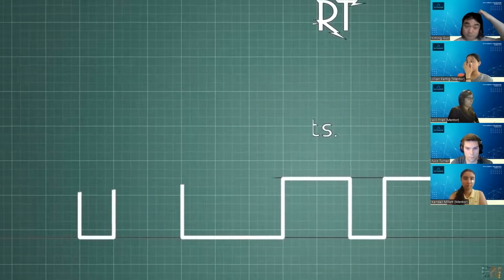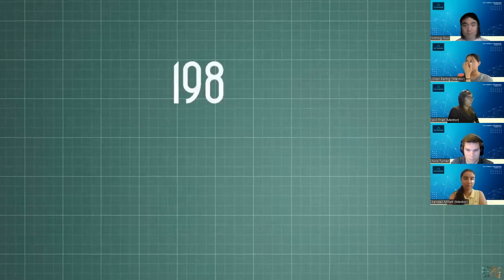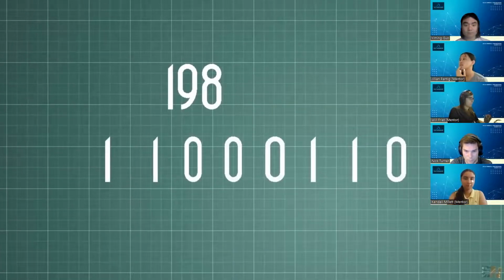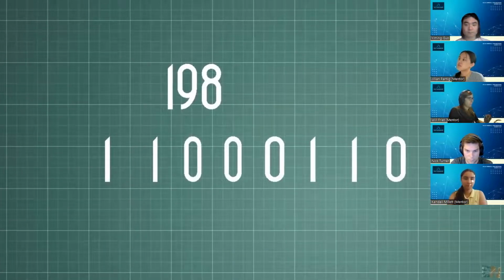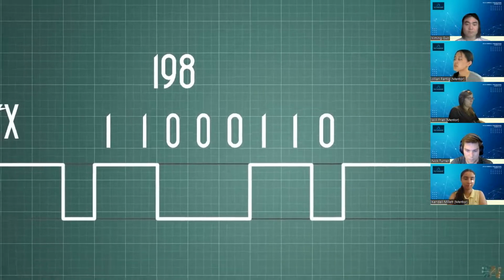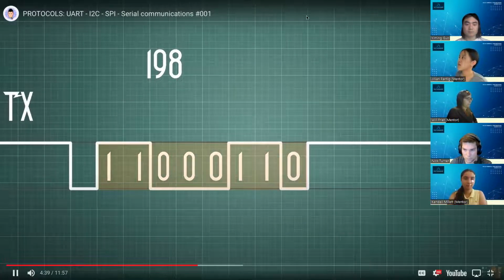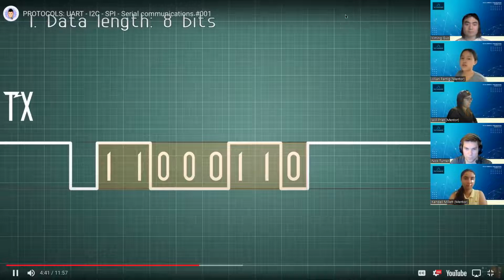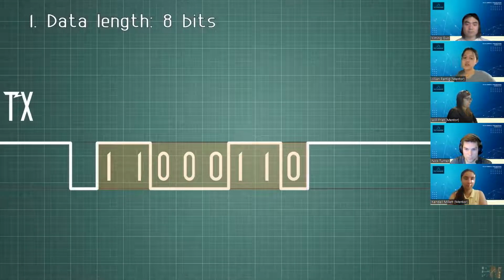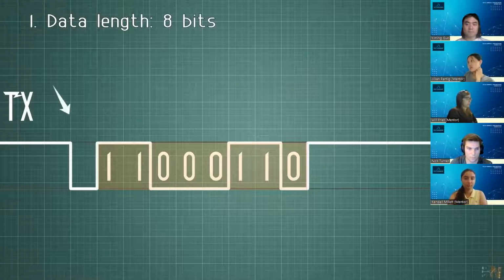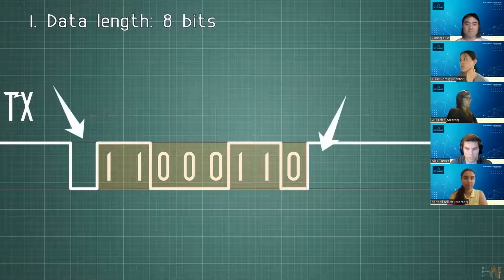So let's see what are these. Imagine that you want to send the number before, 198. The representation in digital pulses of this would be this one. So with this data, we already know that we will send 8 bits. So now we know the data length. The transmitter and receiver must have the same configuration. But if we analyze the UART signal, we won't see only these 8 bits. We will see something like this.